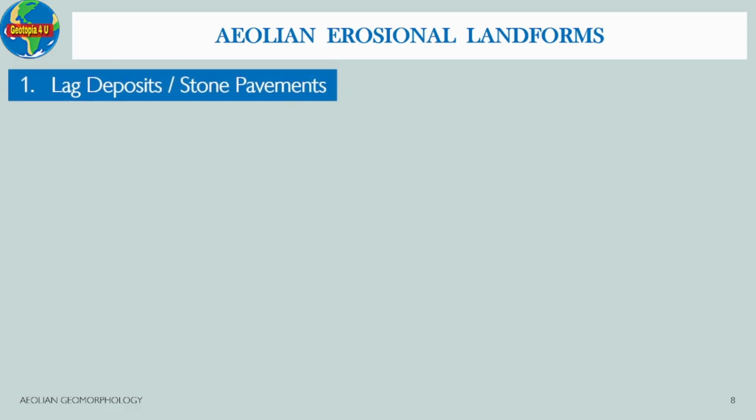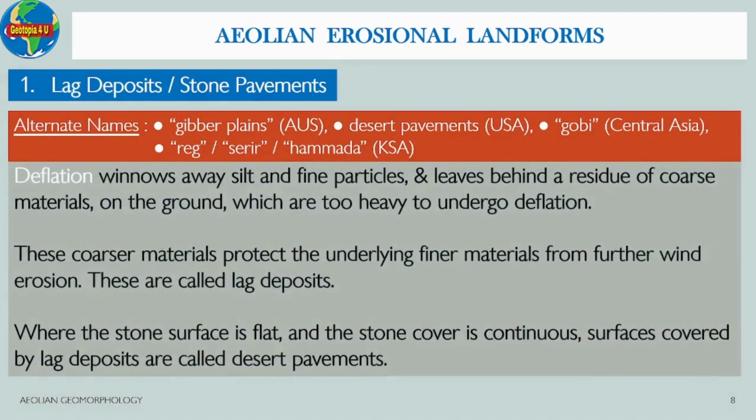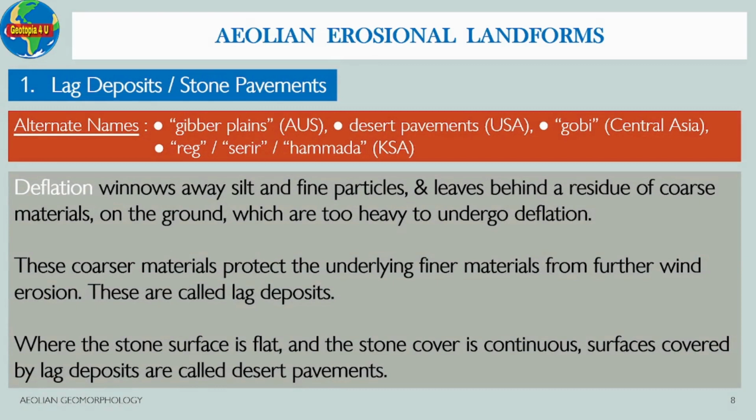Aeolian erosional landforms. Number 1. Lag deposits or stone pavements. Some alternate names for this landform include gibber plains, desert pavements, gobi, reg, serir or hamadda. Deflation winnows away silt and fine particles and leaves behind a residue of coarse materials on the ground which are too heavy to undergo deflation. These coarser materials protect the underlying finer materials from further wind erosion. They are called lag deposits.